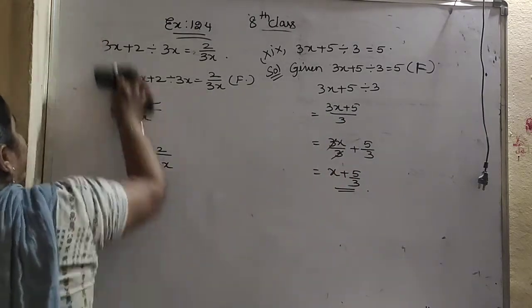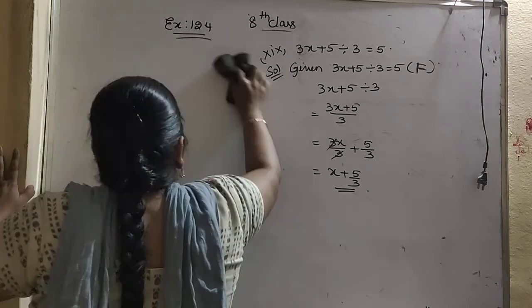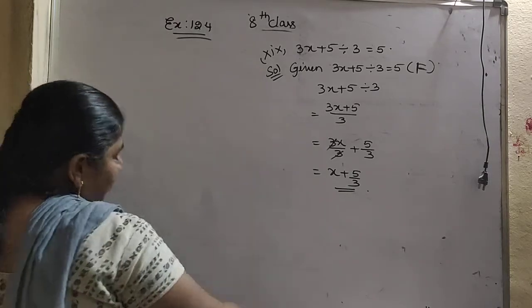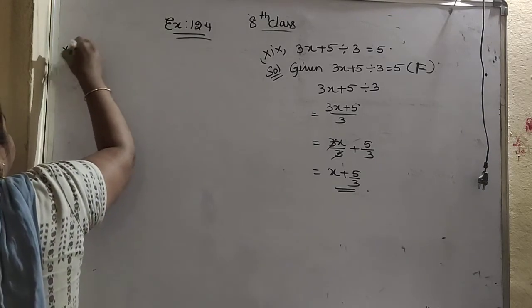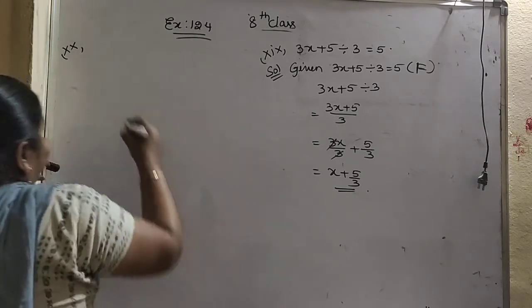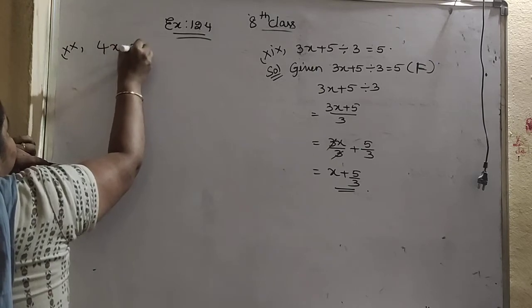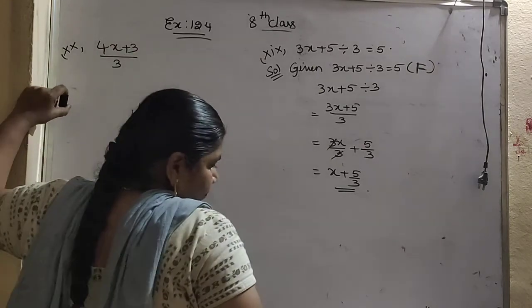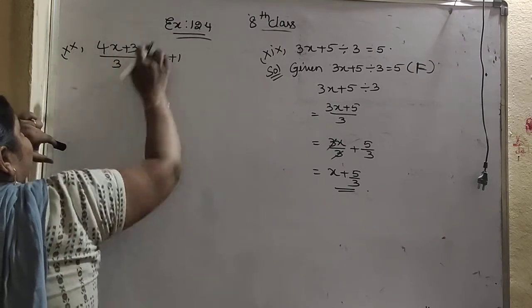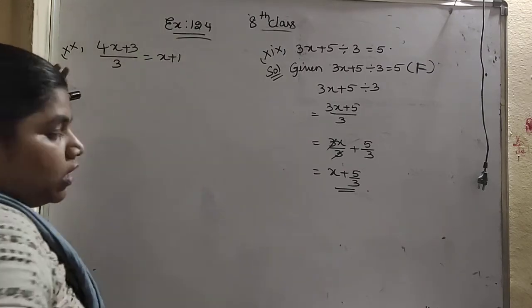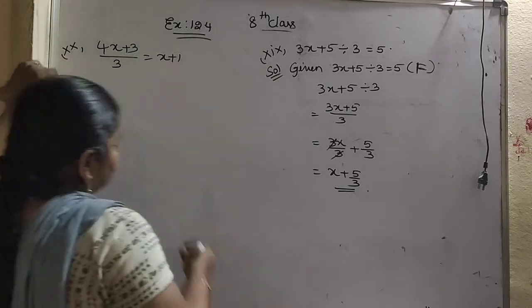With this our chapter will be completed, and we are having some example problems. We will complete those example problems also. So the 20th one is (4x + 3) by 3 is equal to x + 1, it seems. If you solve this, that will be x + 1 it seems. Whether it is correct or not we will see.